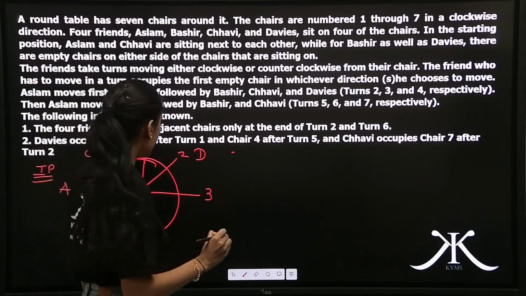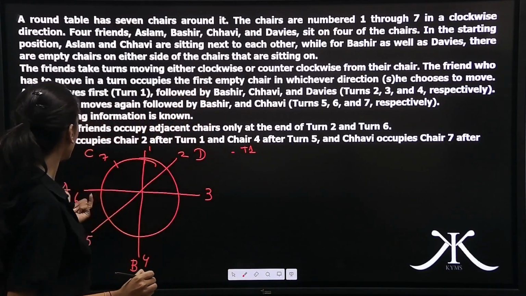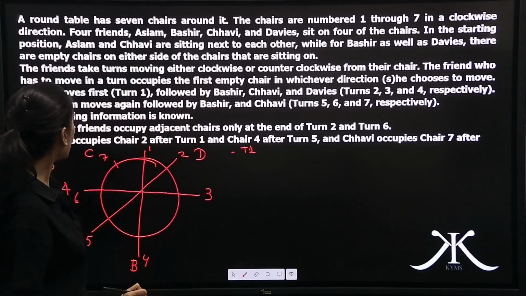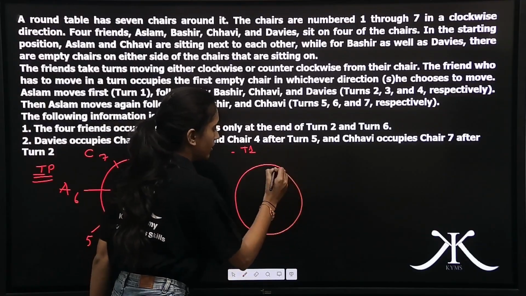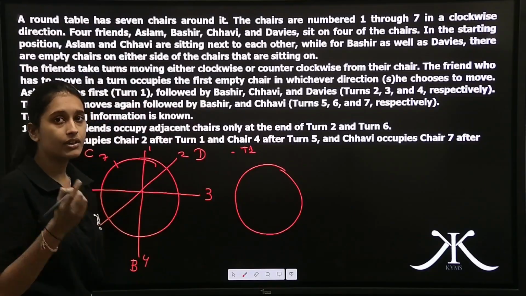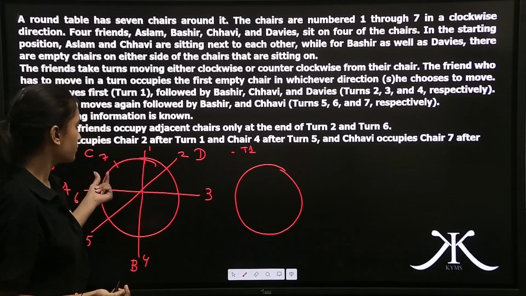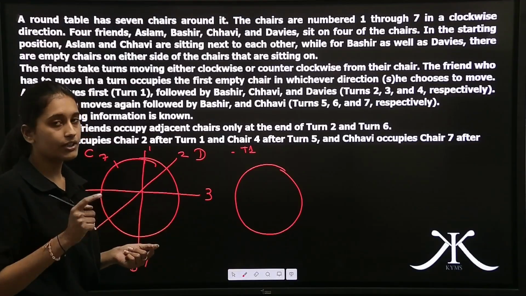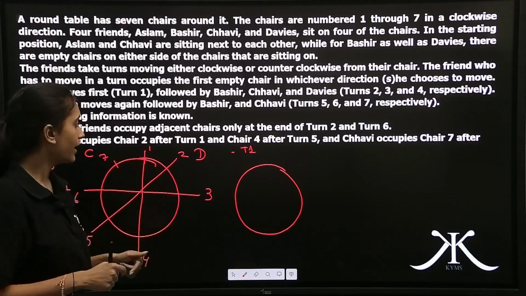Now turn 1. What happens in turn 1? In turn 1, A moves. Okay, now A moves either clockwise or anti-clockwise, and after turn 2, all have to be adjacent. So A should move in a way that after turn 2, that is after B moves, they all should come adjacent. Okay.